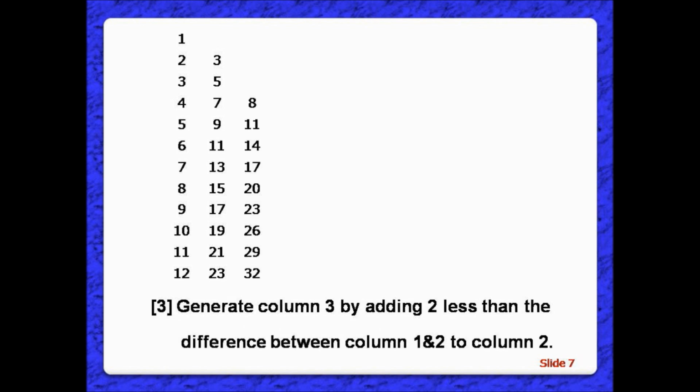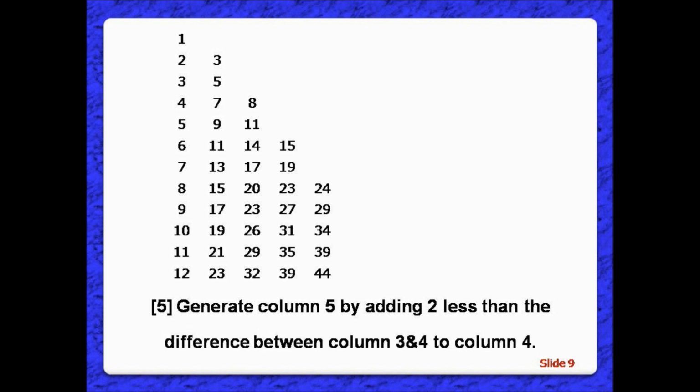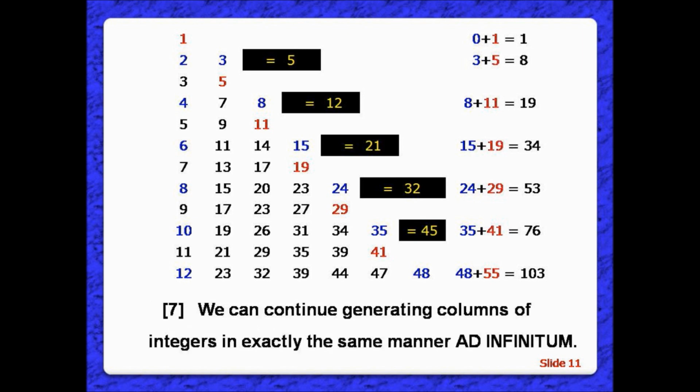Generate column 3 by adding 2 less than the difference between column 1 and 2 to column 2. Generate column 4 by adding 2 less than the difference between column 2 and 3 to column 3. Generate column 5 by adding 2 less than the difference between column 3 and 4 to column 4. Generate column 6 by adding 2 less than the difference between column 4 and 5 to column 5. We can continue generating columns of integers in exactly the same manner ad infinitum.